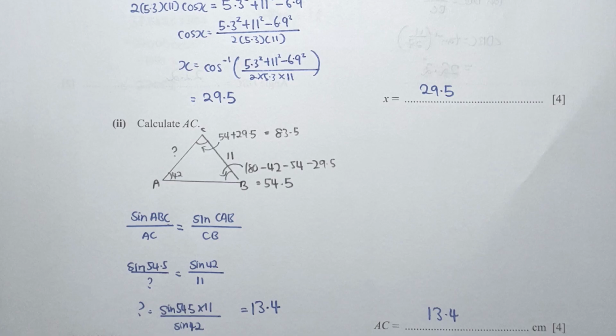To calculate AC, we'll be using the triangle. Since we've gotten the x value, angle ACB will be 54 plus 29.5, which is 83.5. And for the last angle over there, just take 180 minus 42 minus 83.5. It should be 54.5 for angle ABC. So when you run the cosine rule formula, you should get the unknown, which is AC they're looking for, as 30.4.